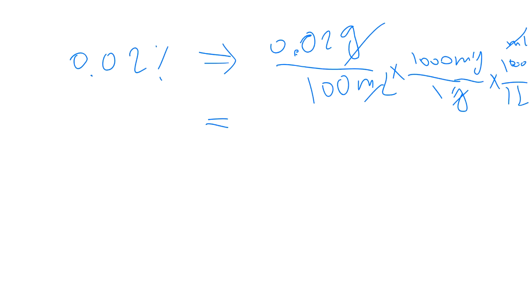whatever you find for the final answer. So this is going to be 200. So it's going to be 200 milligram per liter. Is that right? Okay, so that's how you convert from 0.02% to milligram per liter. And same thing for the others.